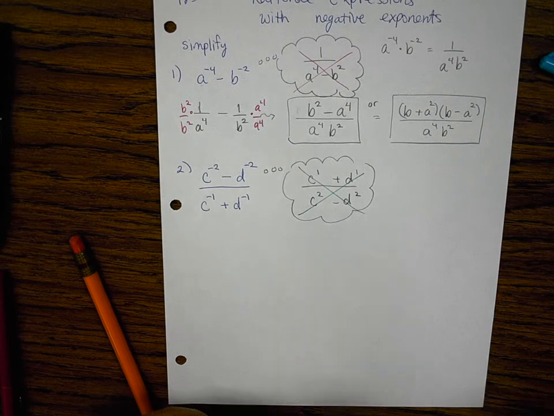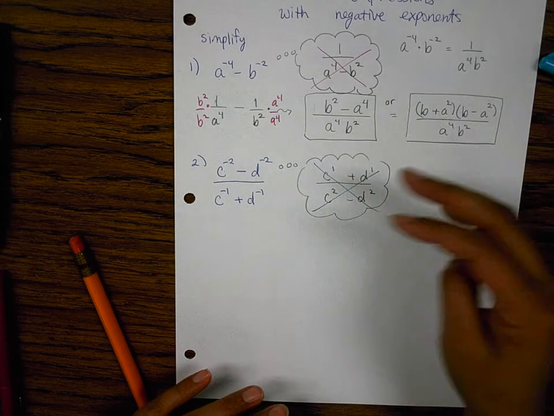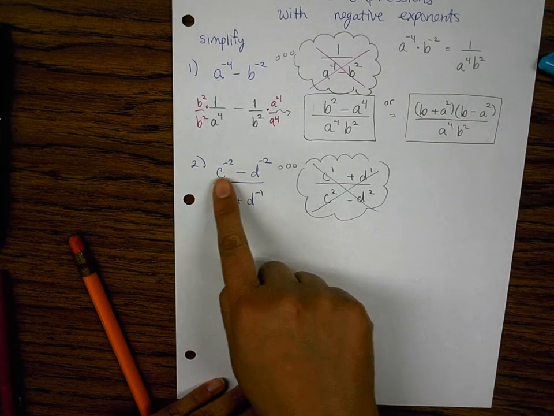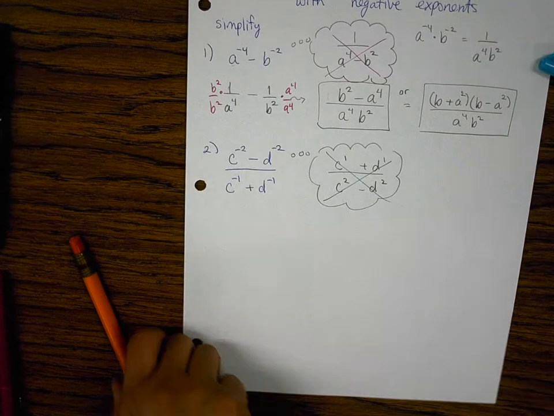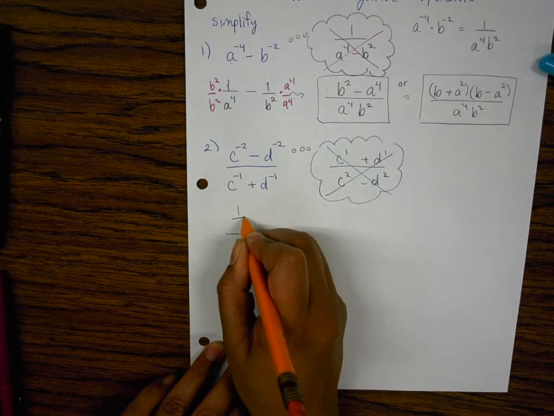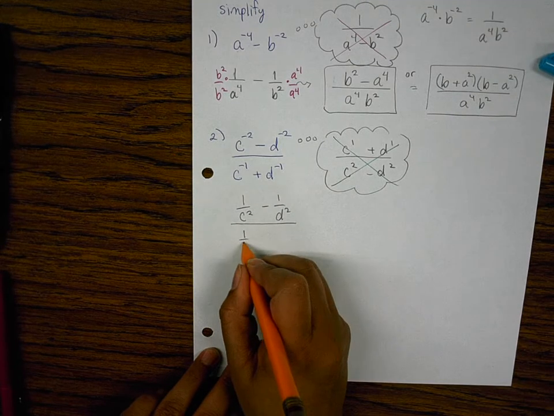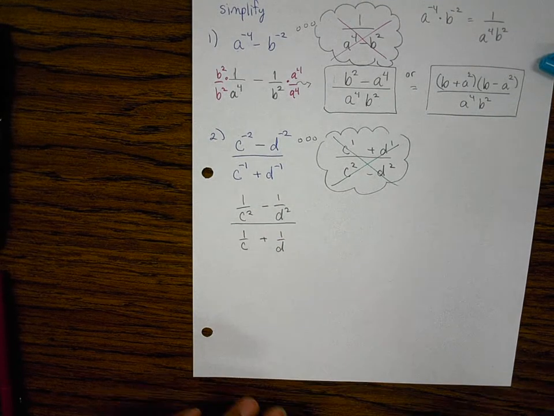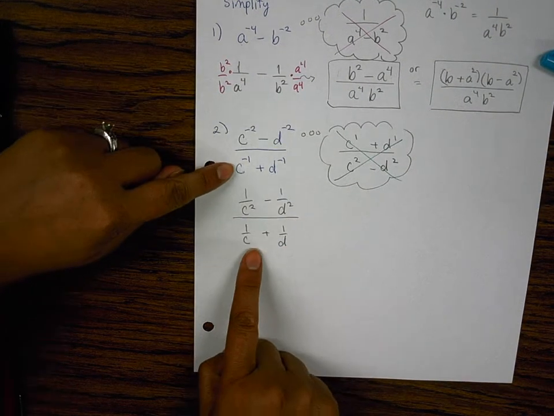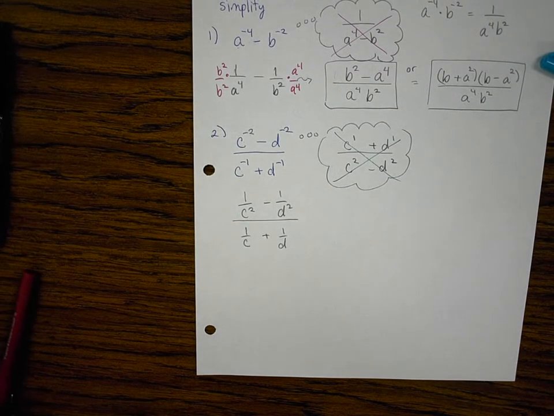No, it does not work that way. So please do not try to make that mistake. It's going to mess you up come test day. This moving things up and down happened in Math 1 and Math 2. Not sure what you did in Math 3, but when you have separate terms, you can see I have 4 separate terms, which means I will have 4 separate fractions. So it's going to look like this. 1 over c squared minus 1 over d squared in the numerator, and then 1 over c plus 1 over d in the denominator.